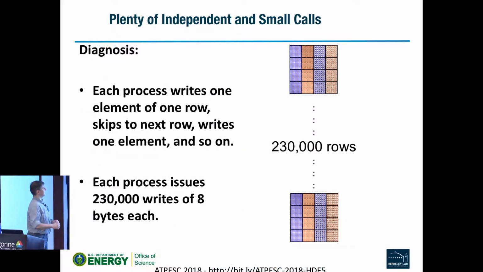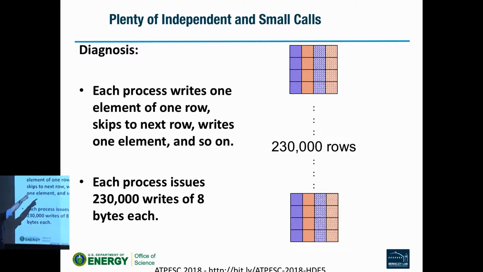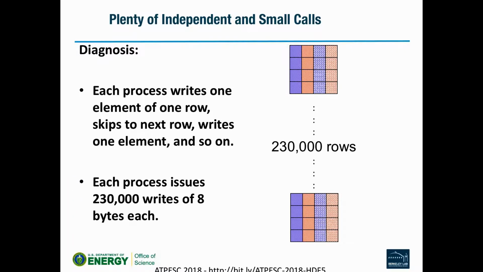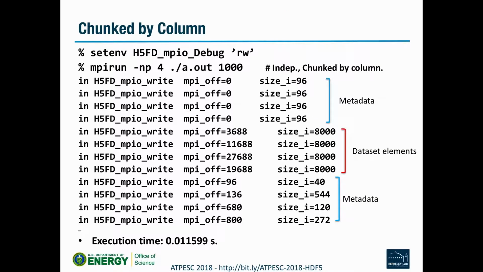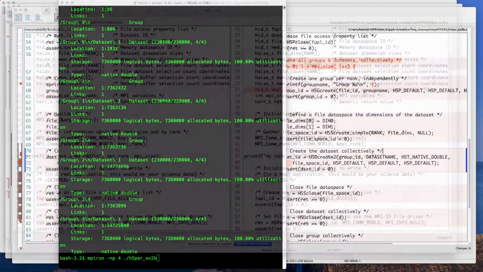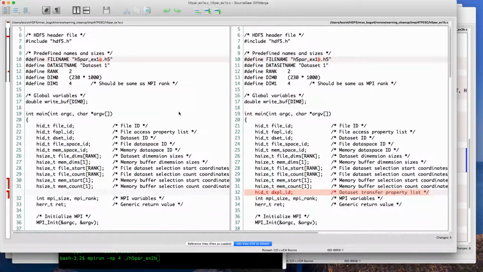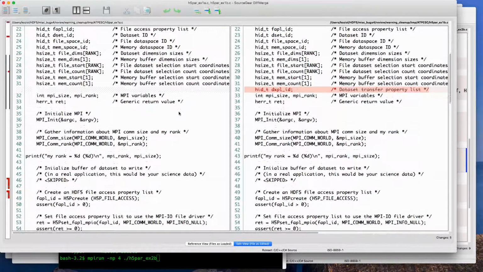So what's happening is each process is writing one element, and then skipping down to the next row, and writing another element, and skipping down and writing, and skipping and writing. It's like a gazillion I/Os that come out of this one I/O call that you made in HDF5. Okay, so let's look at the source code for that. The one on the left is the independent version. Very straightforward, independent, contiguous data set, very much like the slide I just showed. And the one on the right would be a better way.